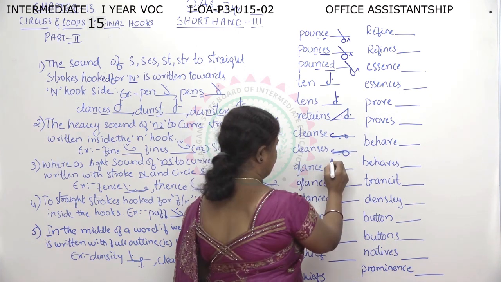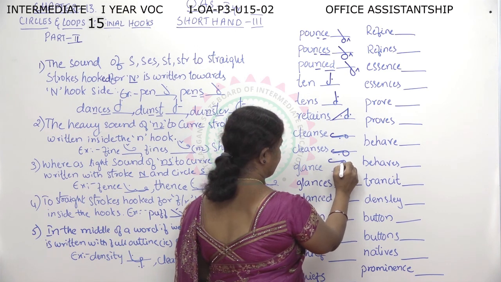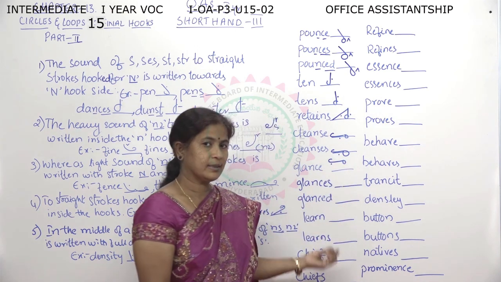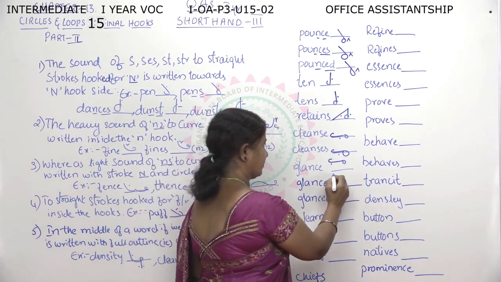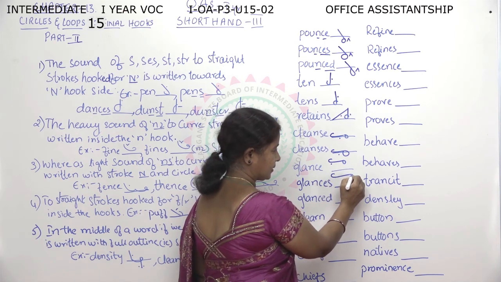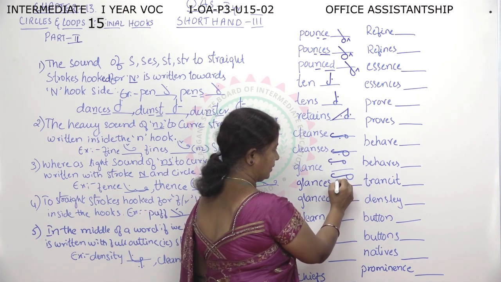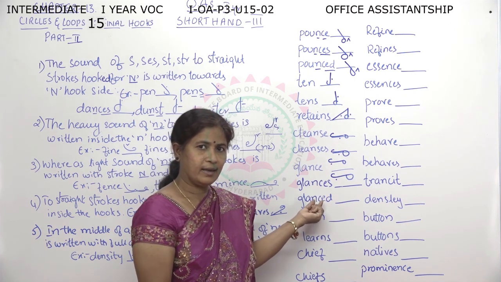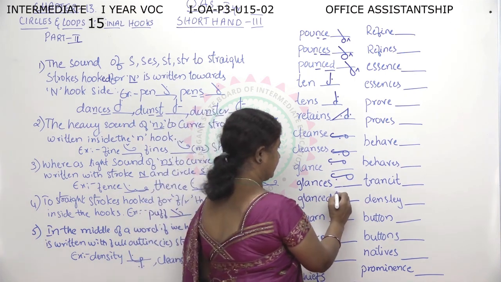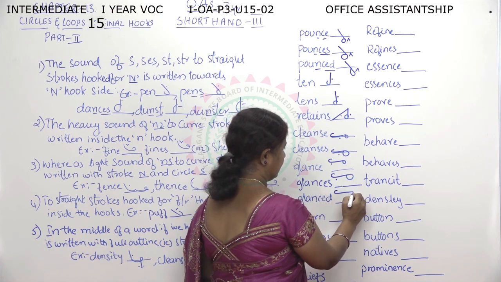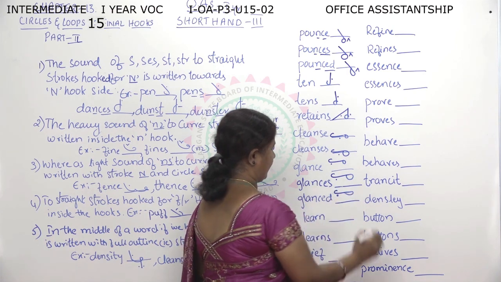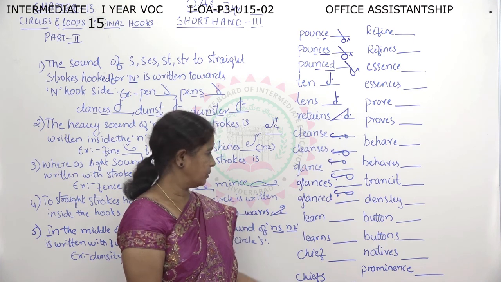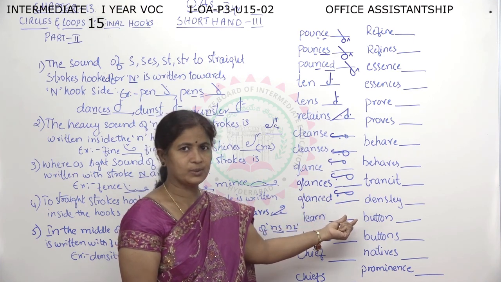Glance. Gull. Ends. Glance. Glances. Gull. This is N side. Turn. That's it. Glances. Okay. Glanced. N and st loop. Gull and st loop. Glanced. Okay. Turn the st loop towards the N hook side.